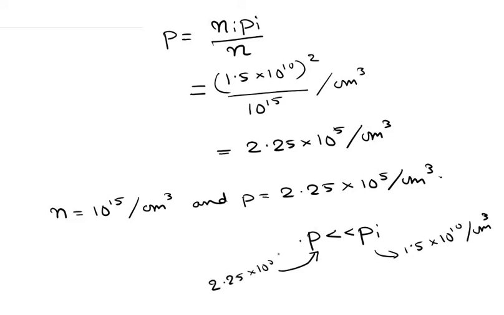Okay, so the answer is, let us draw the band diagram here. Let us say we have this conduction band, which I call CB, and this valence band, which we call VB.